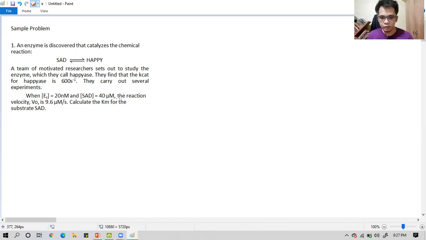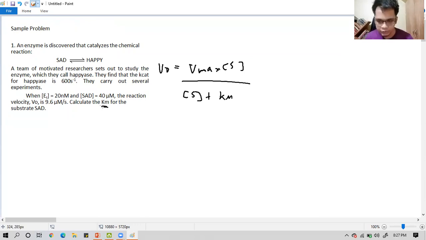Okay. So, let's have this equation, V sub O is equal to Vmax times the concentration of the substrate over the concentration of the substrate plus Km, the Michaelis-Menten equation. We are looking for the Michaelis-Menten equation. Now, I'm going to introduce the Kcat, or the turnover number, which I forgot to mention and include in this PowerPoint. Its equation is Vmax all over the total concentration of the enzyme.